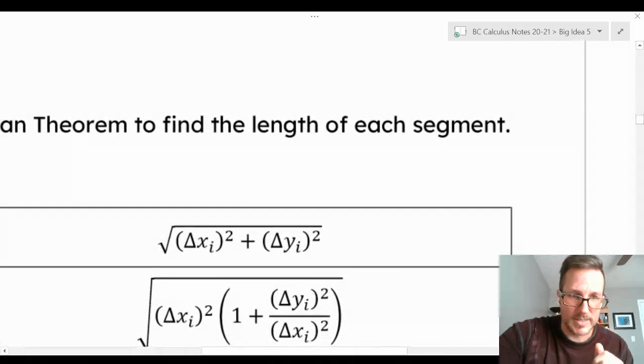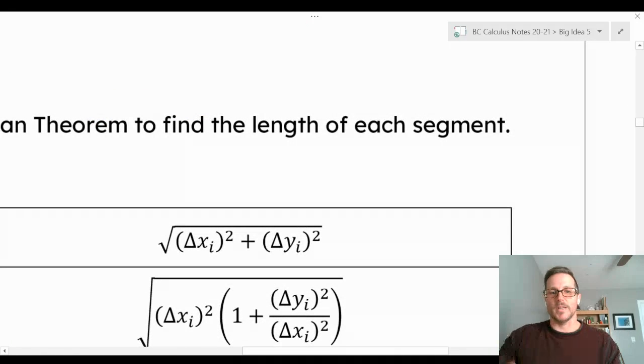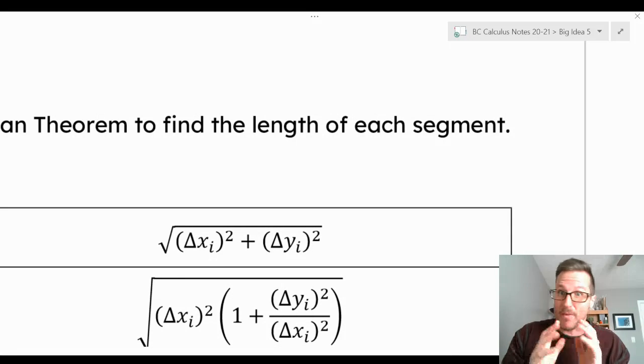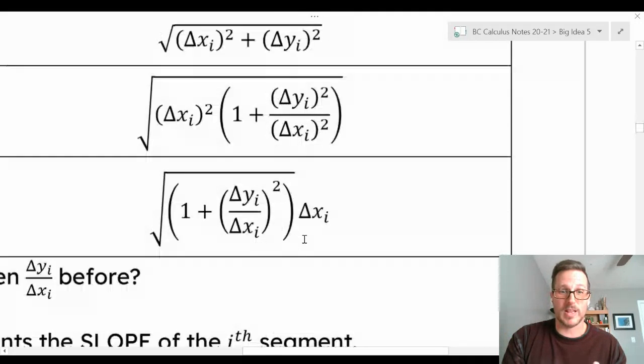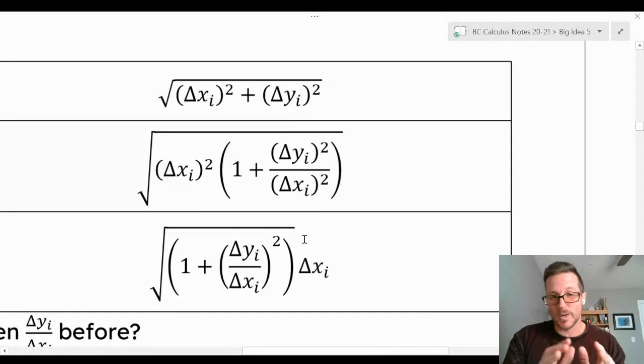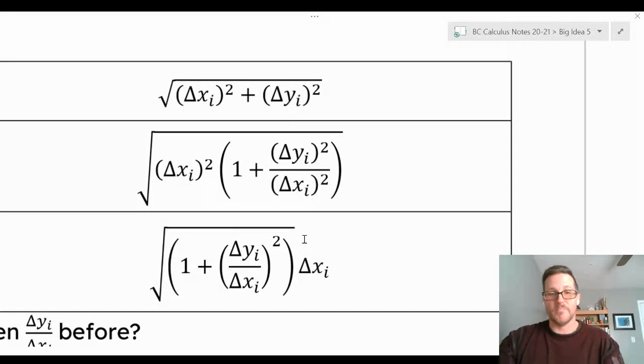So here it is. We've got delta x sub i squared plus delta y squared, all square rooted. Now I'm going to factor out a delta x sub i squared. This is what I would get if I did that. Now, that allows me to pull the delta x outside of the square root, and also this delta y squared over delta x squared. I'm going to make that one quantity squared, so it looks like that. The square root of 1 plus delta y over delta x, a quantity squared, and then delta x sub i is sitting outside of the square root.